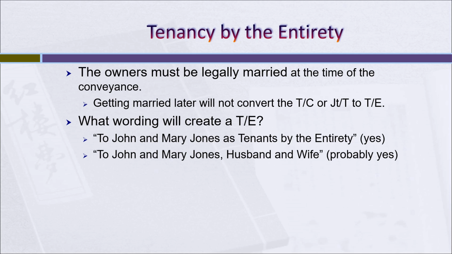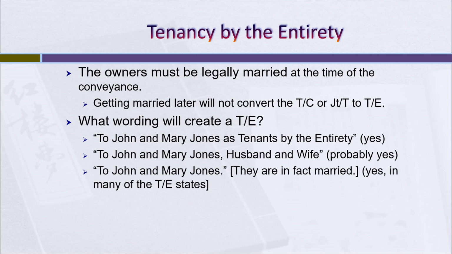What if the conveyance says "to John and Mary Jones, husband and wife," but it doesn't expressly state whether they're taking as tenancy by the entirety or not? Well, the answer in all probability is yes. Just identifying them as husband and wife is going to be sufficient in most of the tenancy by the entirety states to give them a tenancy by the entirety.